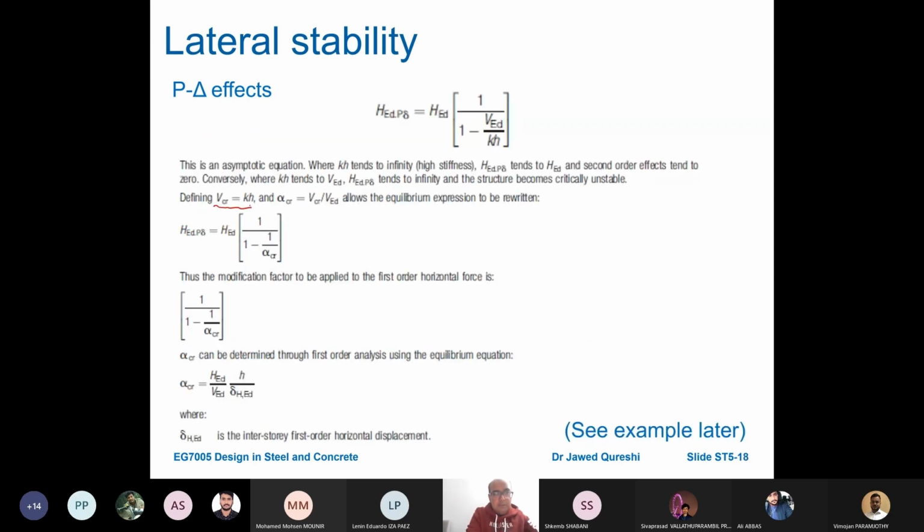H is the story height, and delta H P delta is the inter-story second order horizontal displacement. We say that V_cr is equal to K H, this value, and alpha critical is equal to V_cr over V_ED, where the formula comes out to be this. So alpha critical can be found out using first order analysis, which is the formula for alpha critical. There is a limit. If alpha critical is less than 10 or something, then we don't need to consider second order effects. I will come to this later in a minute in the example.